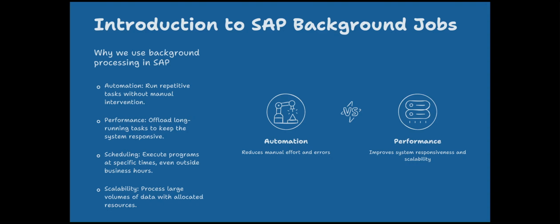Then scheduling: execute programs at specific times, even outside business hours. This is very important. Generally business hours are 9 a.m. to 6 p.m., where the production server load is very high, because users, super users, and consultants are working on something. Someone might be creating a purchase order, purchase requisition, sales order, work order, production order, or filling time sheets, so there can be a huge load on the production server.